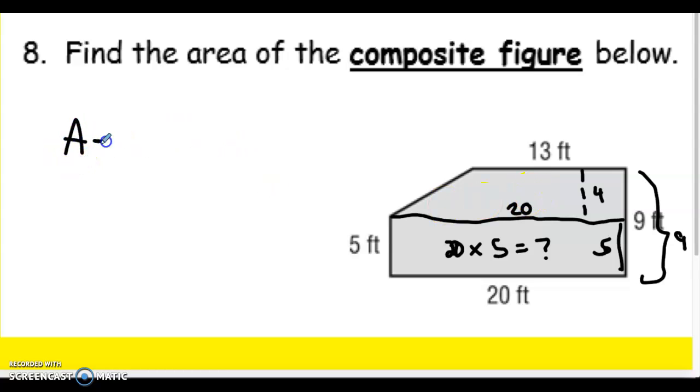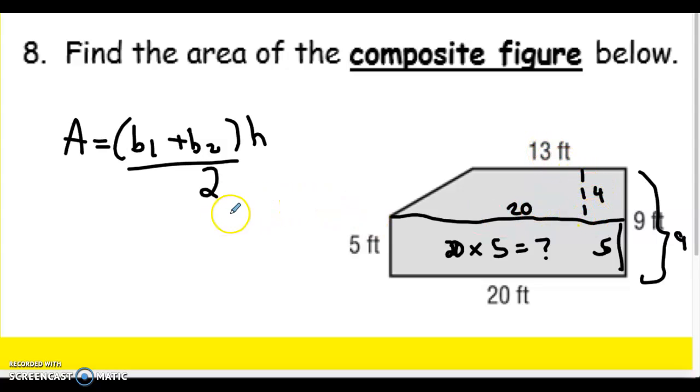And for the trapezoid, remember, you're going to add the bases together. So it's base 1 plus base 2, which are 12 and 13, the bases, times the height, and divided by 2. You're going to plug these numbers in. So it's 20 plus 13 times 4 divided by 2.